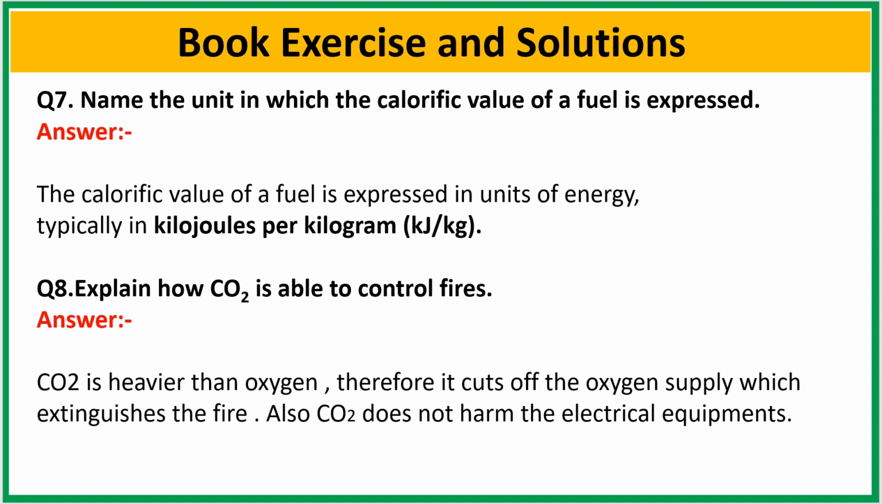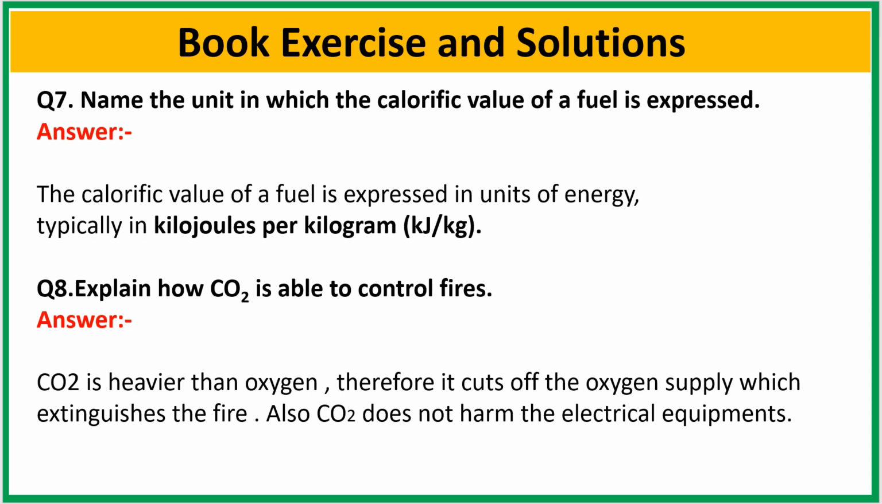Question number 8. Explain how CO2 is able to control fires. What is meant by CO2? Carbon dioxide. CO2 is heavier than oxygen. Therefore, it cuts off the oxygen supply, which extinguishes the fire. Also, CO2 does not harm the electrical equipments.